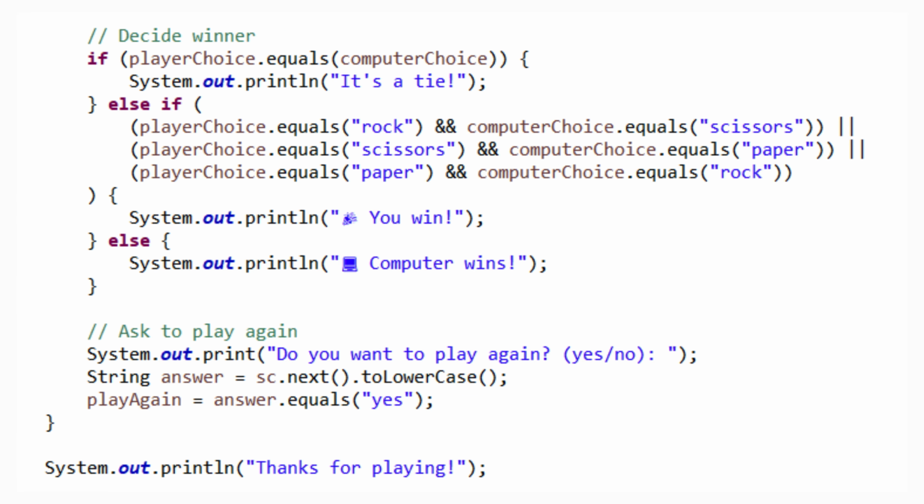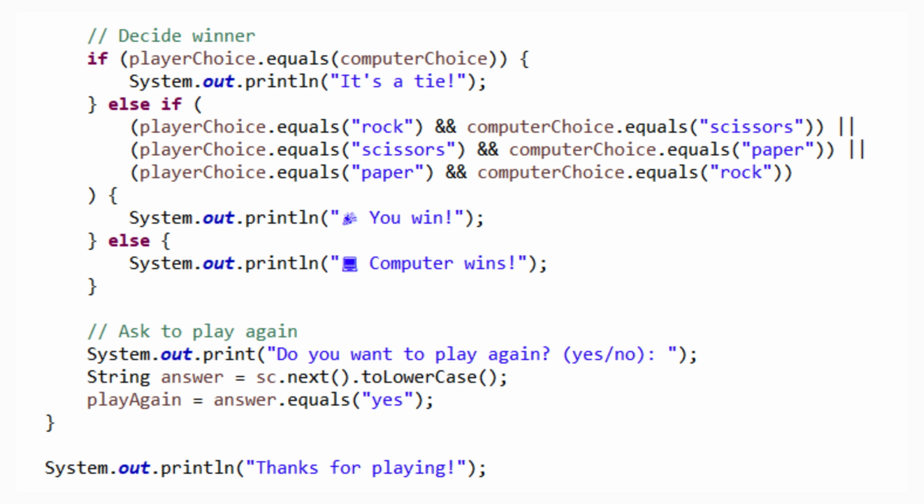Let's decide the winner. If playerChoice.equals(computerChoice), System.out.println it's a tie. Else if playerChoice equals rock and computerChoice equals scissors, or playerChoice equals scissors and computerChoice equals paper, or playerChoice equals paper and computerChoice equals rock, System.out.println you win. Else System.out.println computer wins.